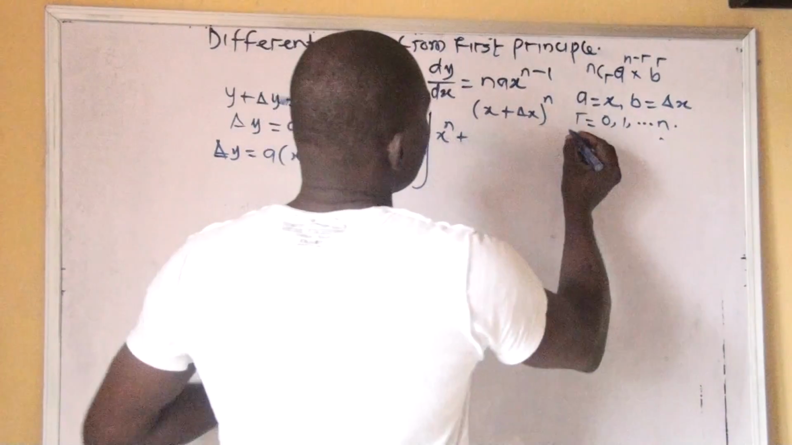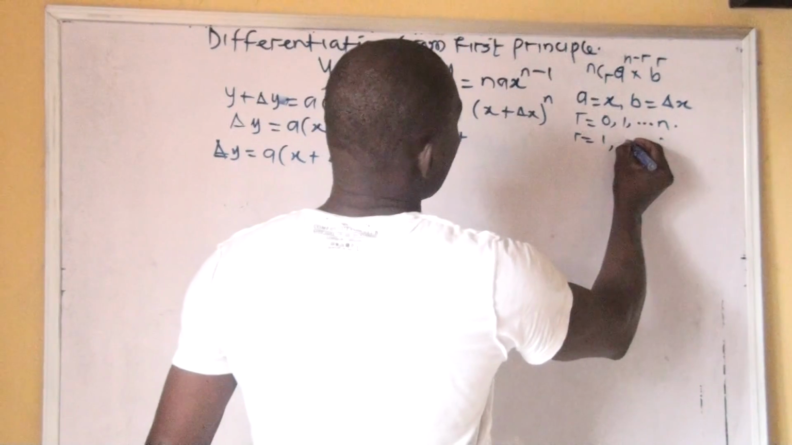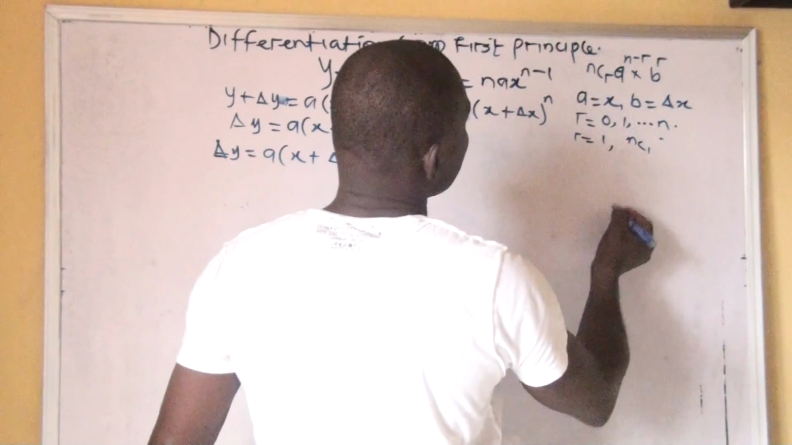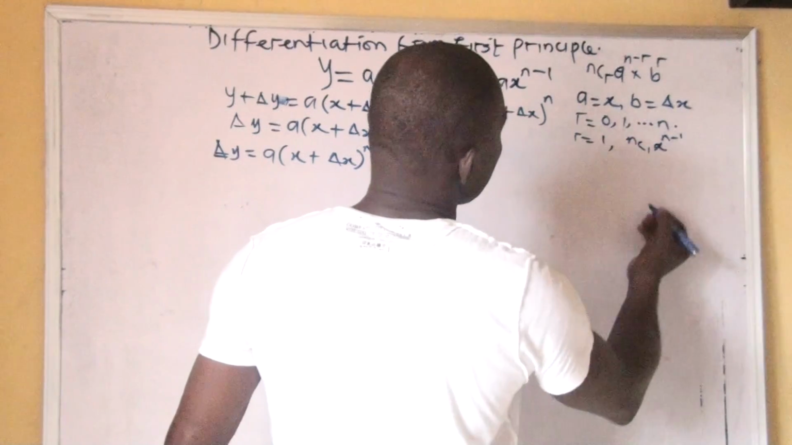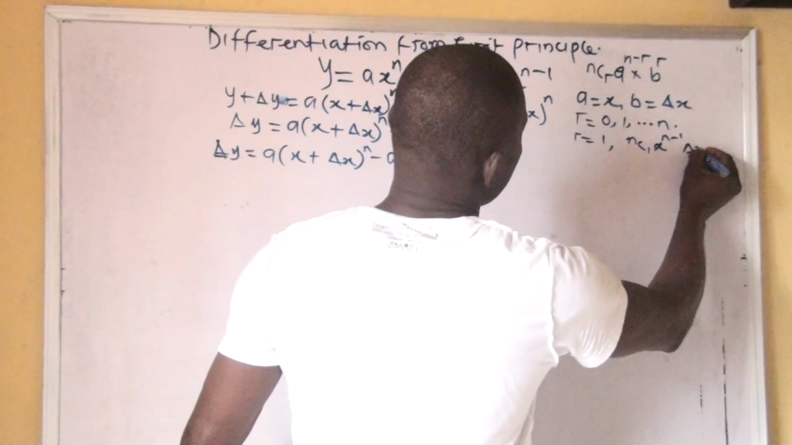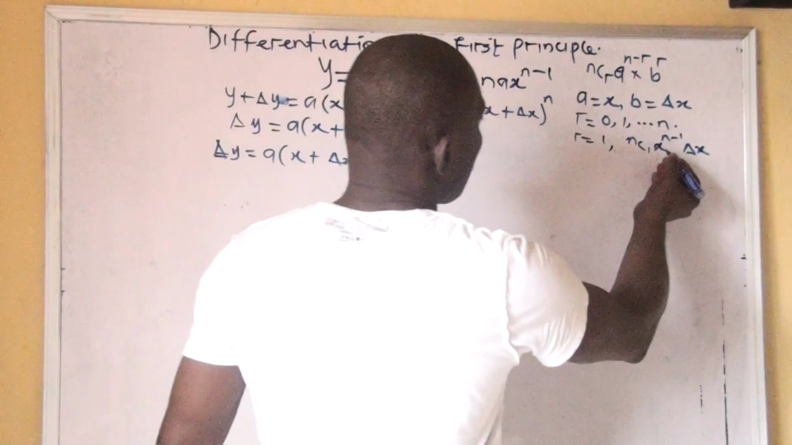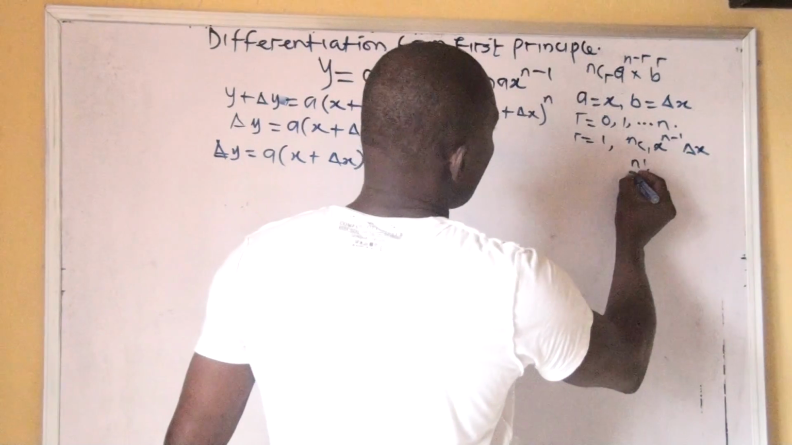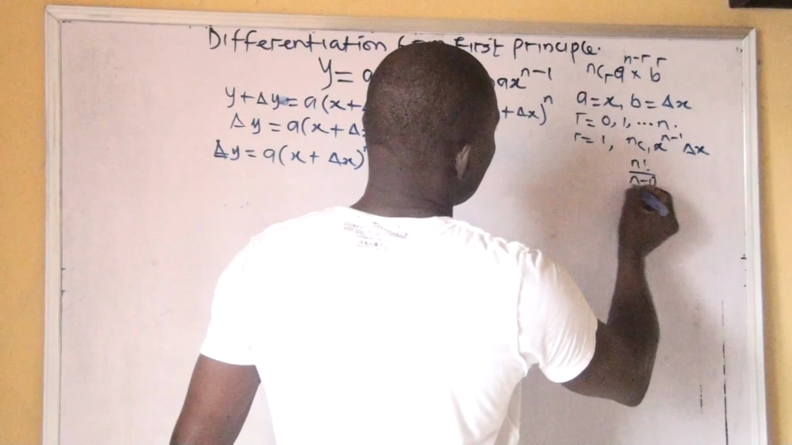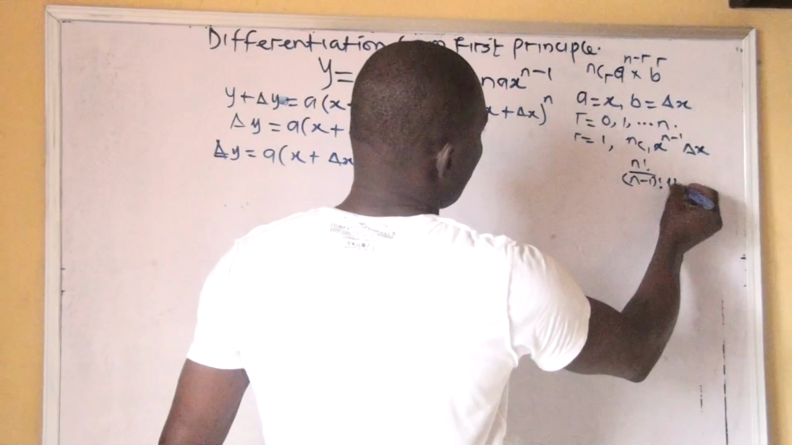So r is 1. When r is 1, look at our expansion here. This becomes n combination 1. So here we have a, x raised to power n minus 1, then delta x raised to power 1 there. Here, n combination 1. Let's quickly look at n combination 1. N combination 1 simply means n factorial all over (n minus 1) factorial, then 1 factorial.